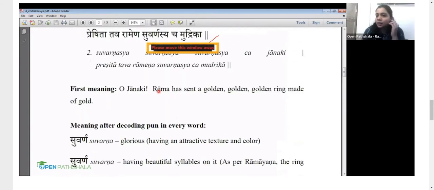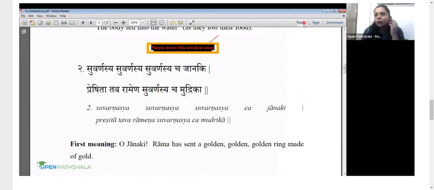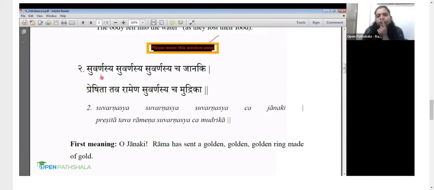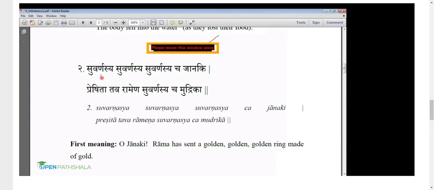Now, this shloka might not be a part of the main Ramayana. This might be an imaginary one. Some poet has taken this story from the Ramayana and constructed this verse on his own, using his own intellect. Okay. Shall we proceed ahead? Is there any pun in the second line? There is a pun in the word Varna. No, no, the second line. Okay.